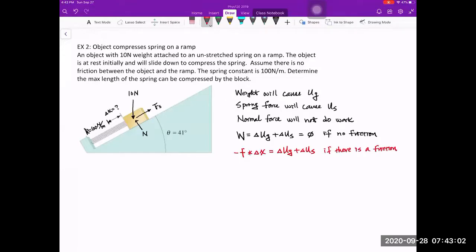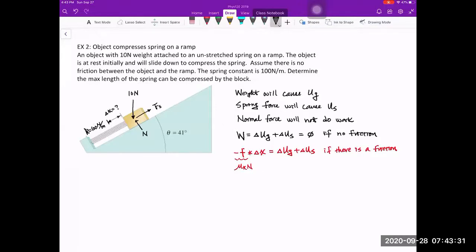And what is the friction? This friction force is mu k times m. Okay, so that's your friction force. Okay, let's look at the case that we don't have the friction. Let's see how we solve this.